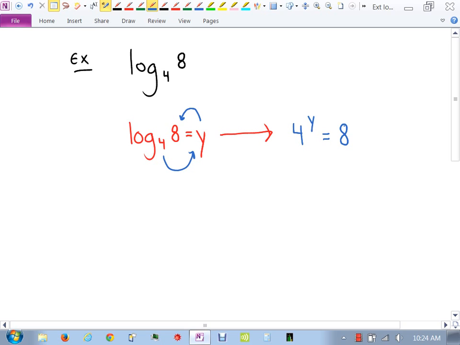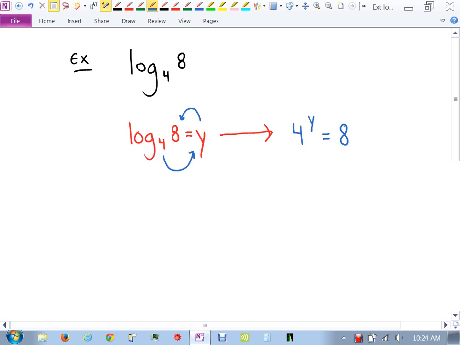Is that what you get? 4 to the y equals 8. So the answer is 2? No, it's not 2, right? 4 squared is not 8. 4 squared is 16. So this isn't something you can think of right off the top of your head, right?